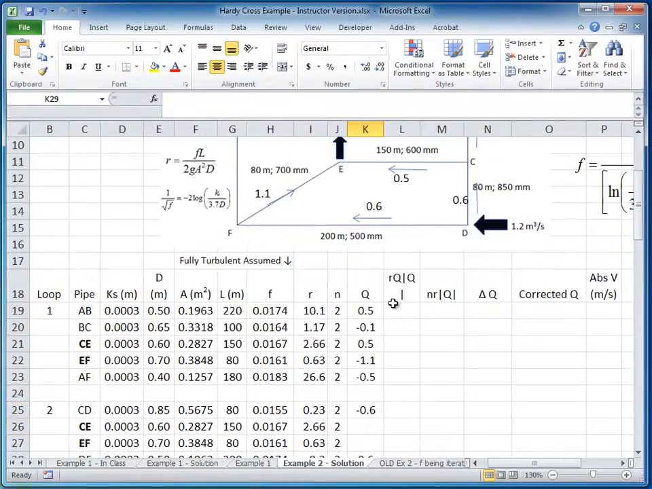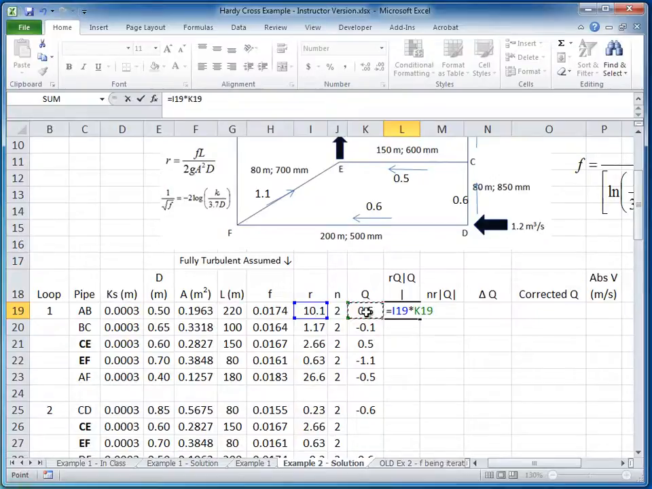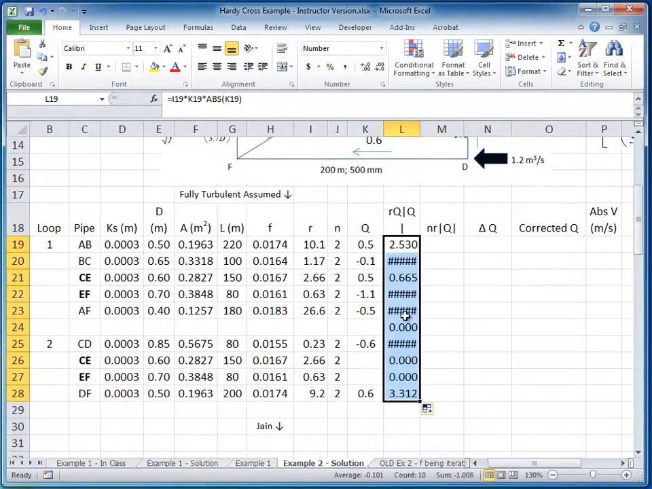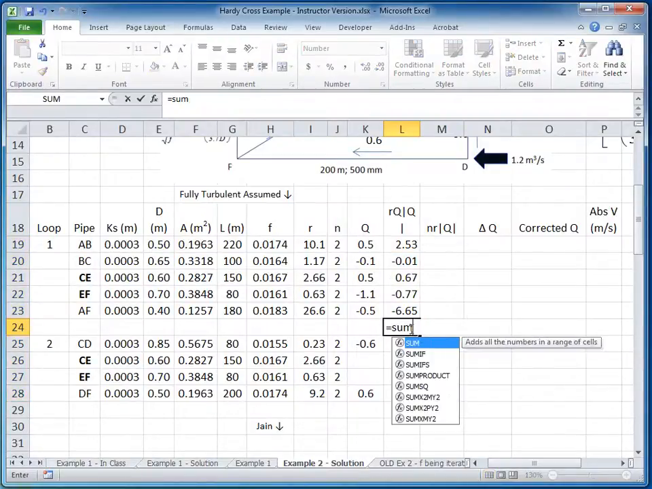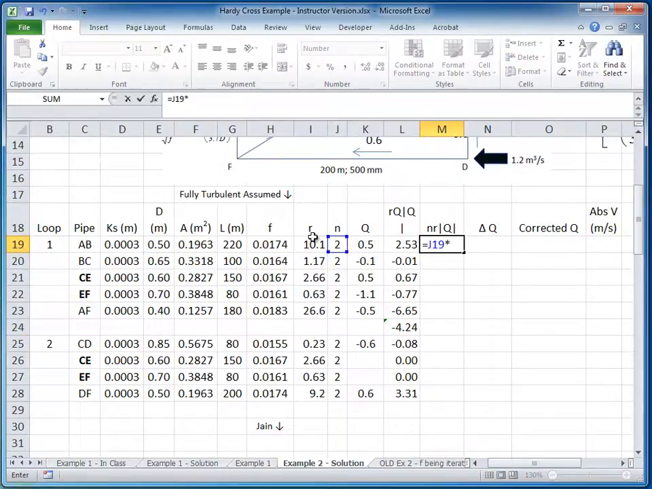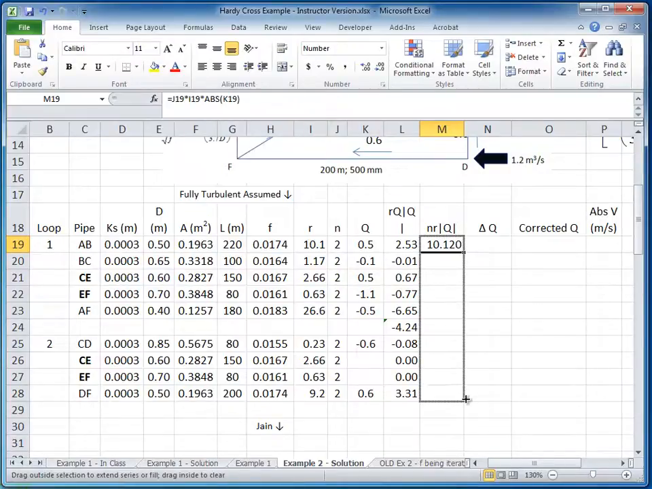All right. Now R times Q times the absolute value of Q, and I can drag that down for all of them. Let me just reduce the number of numbers that's showing so that I don't get all those hash marks. Here, I'm going to need to know the sum of everything above it. All right, and now N times R times the absolute value of Q. And I'll drag that down through all of them.